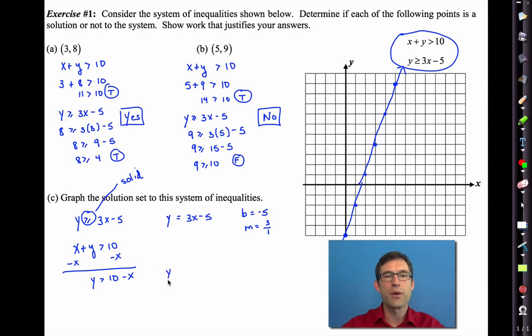Now what we want to do is graph y equals 10 minus x. In this case, that b is 10, and that m is negative 1 over 1. Now, how do I know that? Because I can use the commutative property of addition to flip-flop that 10 minus x and make it into negative x plus 10. So here we go, 1, 2, 3, 4, 5, 6, 7, 8, 9, 10. Down one to the right one.